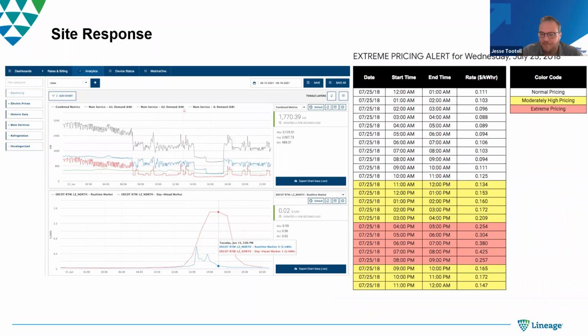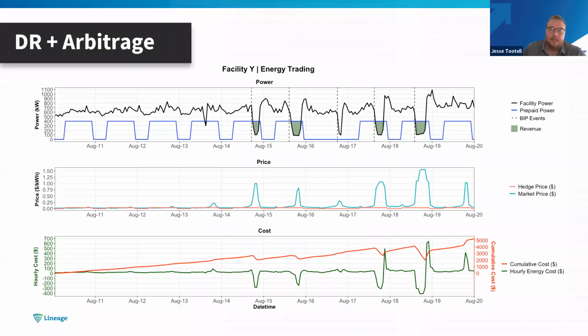Next slide, please. This is an example that I don't have a ton of time to go into, but essentially on the top plot here, you have an additional opportunity when you do demand response events, an energy arbitrage opportunity. We have the power that the facility is using in black, and those dashed vertical lines are demand response events. And we have these hedges, and it's a deregulated market where you're procuring power ahead of time at a fixed contract price.